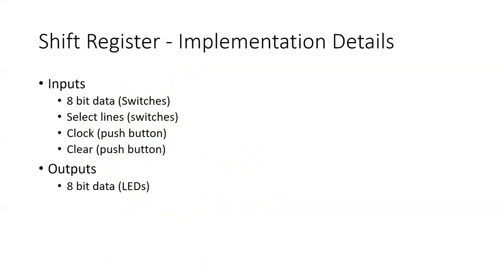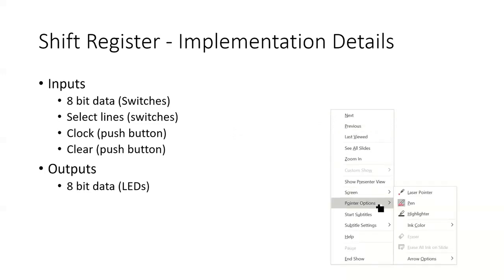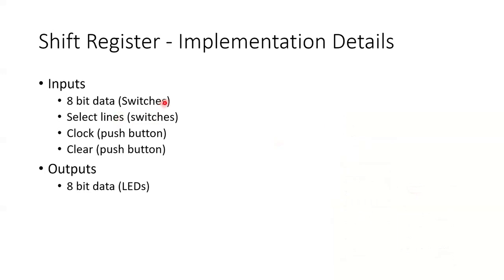Alright, now let's check out the inputs and outputs. So for implementing it, we have 8-bit data. So we'll be taking that data as an input from switches, and then the select lines, which are S1 and 0, will also come from switches. The clock and the clear will come from push buttons, so key 0 and key 1, let's say, and the 8 outputs of the D flip-flops will go to the 8 LEDs.